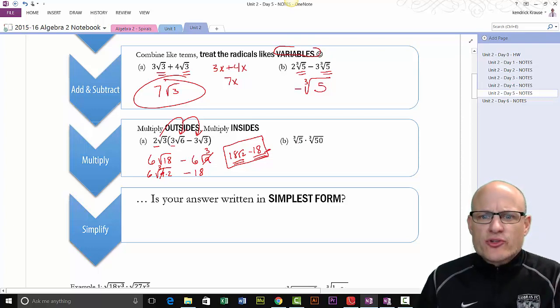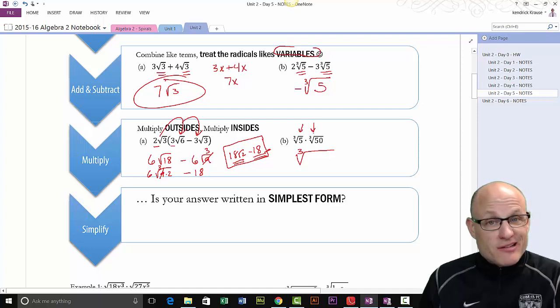The cube root of 5 times the cube root of 50. So what we're going to do is we're going to multiply these. So just multiply. You keep the cube root. Now, I can only do this because they have the same root. Otherwise, I wouldn't be able to do it. And there's other things you'd have to do in order to do that, but we're not going to talk about that right now.